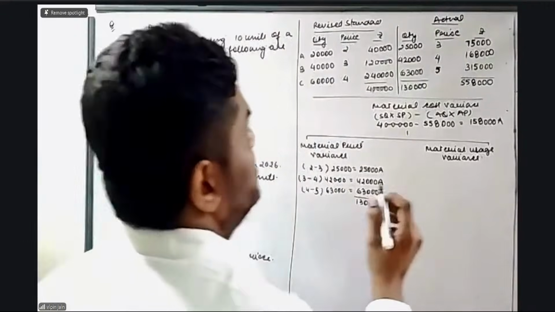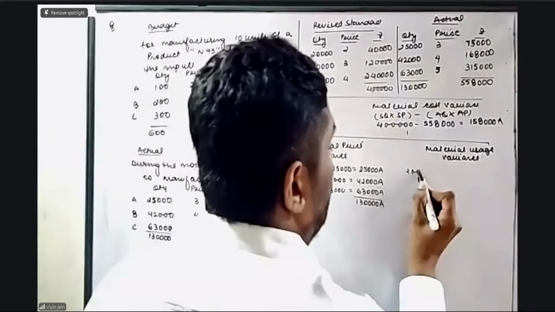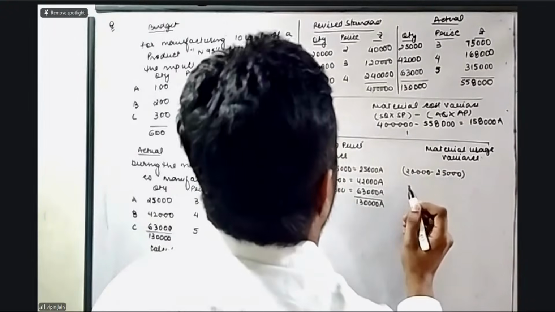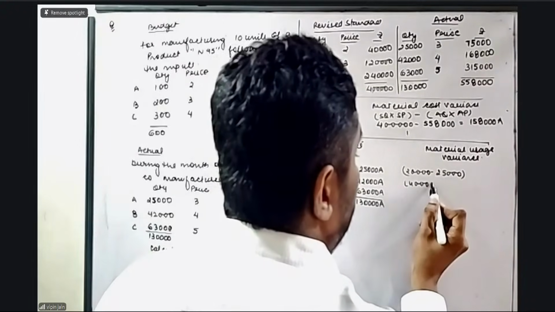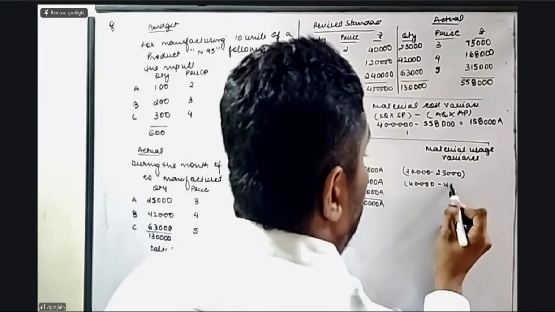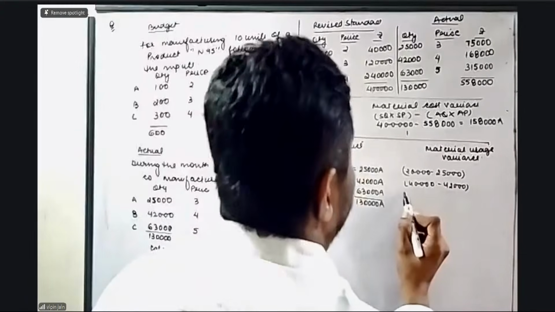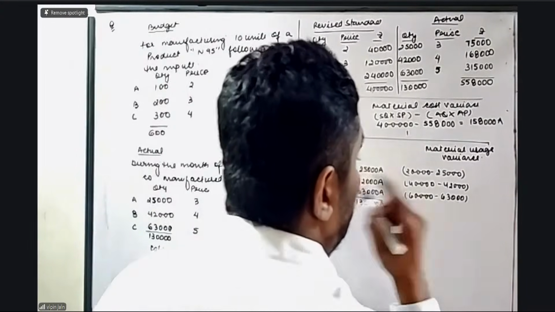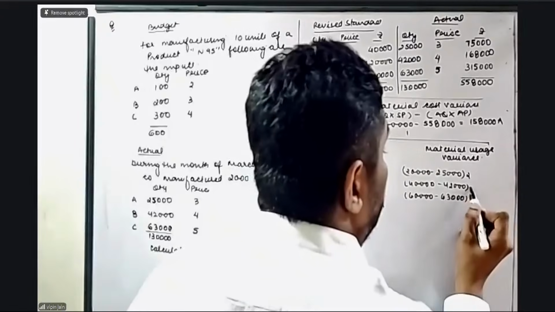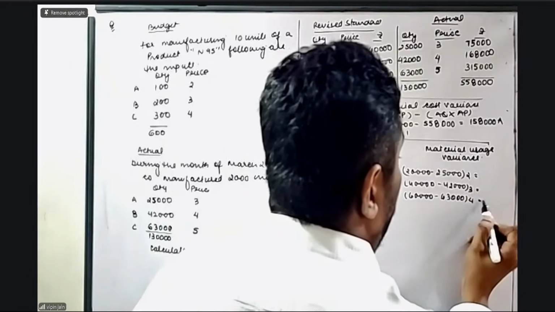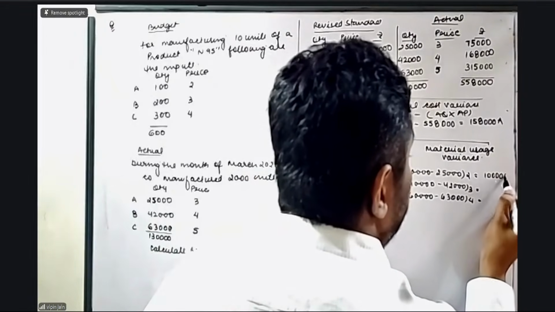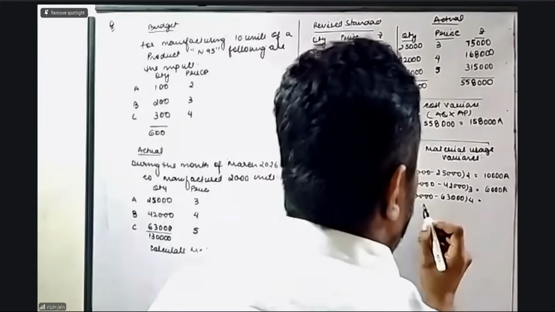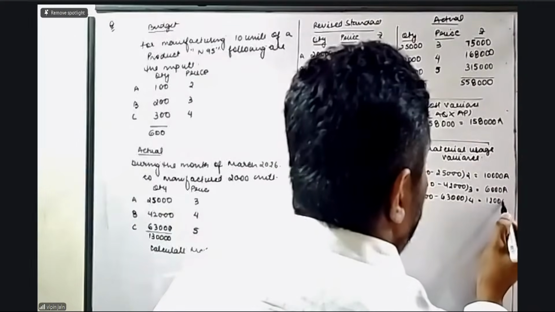Next is material usage variance. 20 minus 25. 40 minus 42. And 60 minus 63. Into 2, 3, 4. So this is 10,000 adverse. 6,000 adverse. 12,000 adverse.